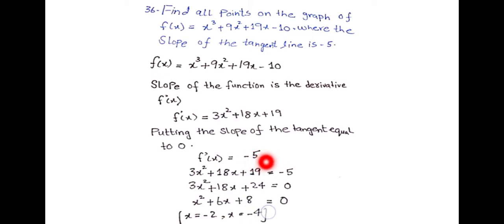Then we factorize this. We know that when we factorize 8, 4 multiplied by 2, and when we add 4 plus 2, it becomes 6. So these are the two suitable factors for this equation, and when we put each factor equal to 0, we get x = -2 and x = -4. These are the points on the graph where the slope of the tangent line is -5, basically.